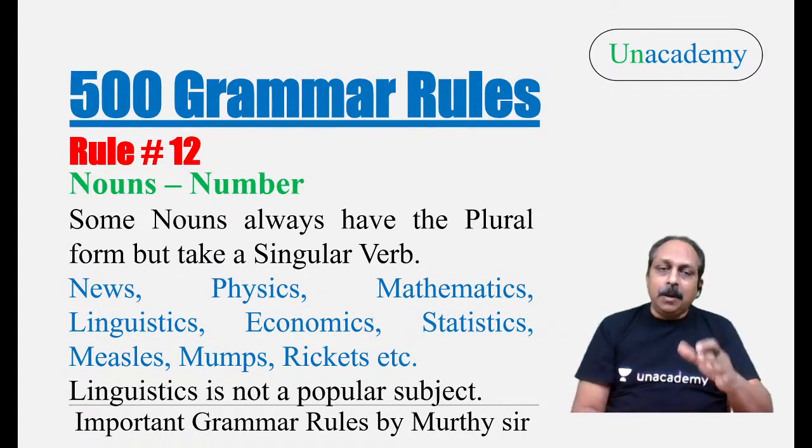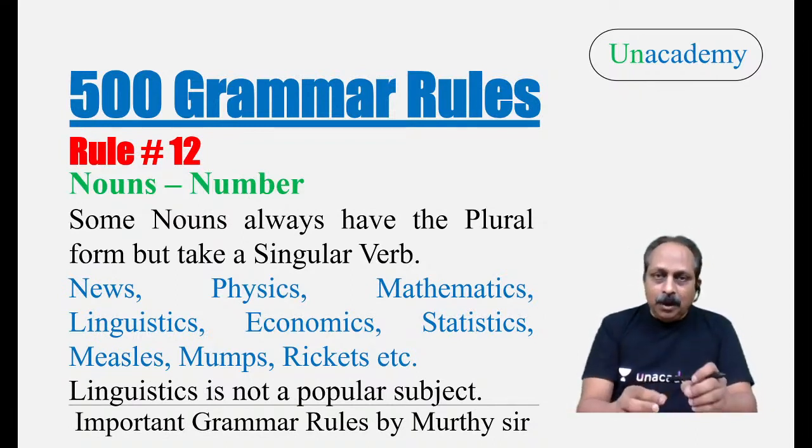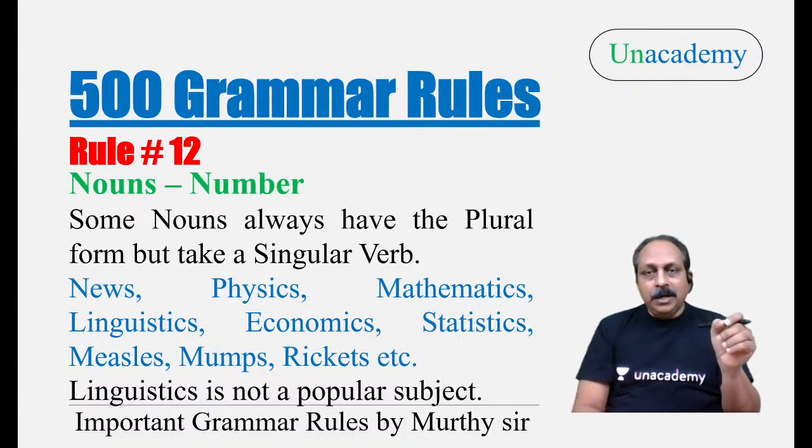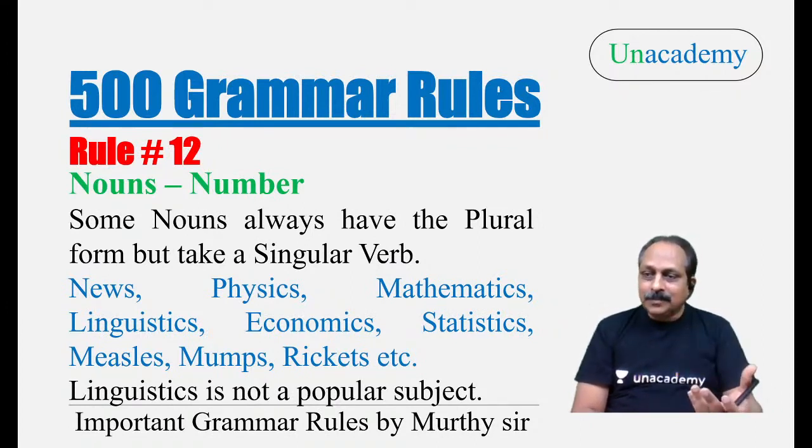Some nouns always have the plural form but take a singular verb. Here, when you write on a piece of paper or on an A3 sheet, write this way: always plural form (PF) and a slash, singular verb (SV). You write that way and it is easy to revise.